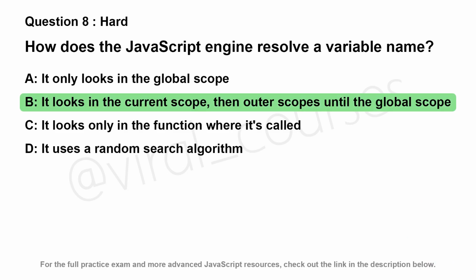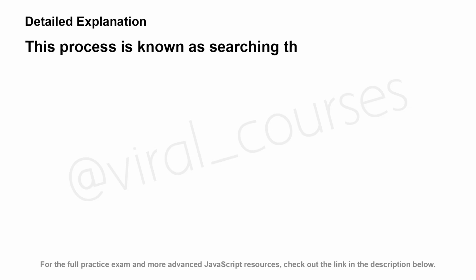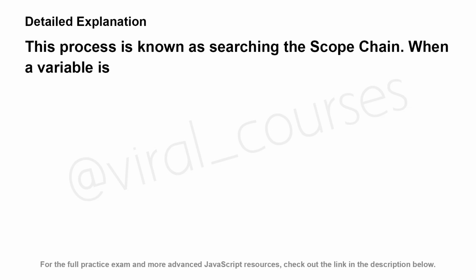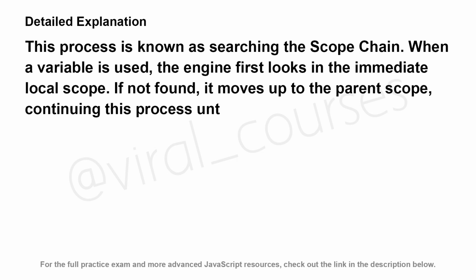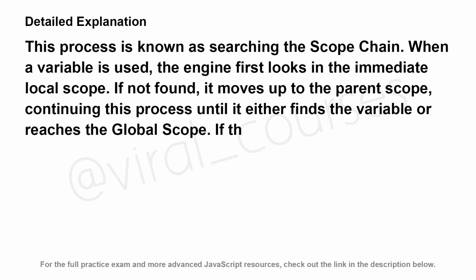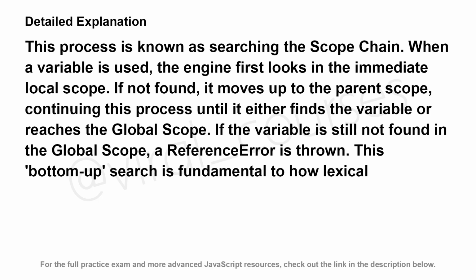The correct answer is B. This process is known as searching the scope chain. When a variable is used, the engine first looks in the immediate local scope. If not found, it moves up to the parent scope, continuing this process until it either finds the variable or reaches the global scope. If the variable is still not found in the global scope, a reference error is thrown. This bottom-up search is fundamental to how lexical scoping works in JavaScript.